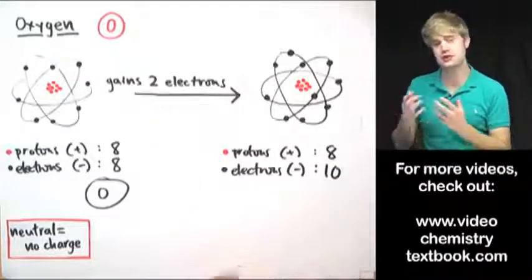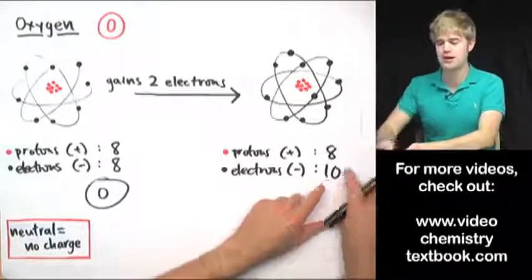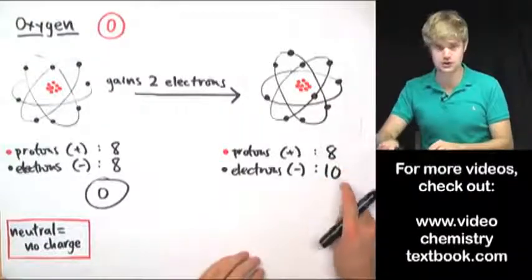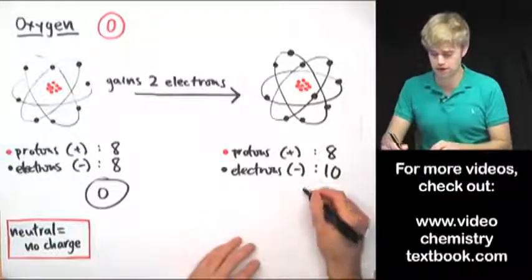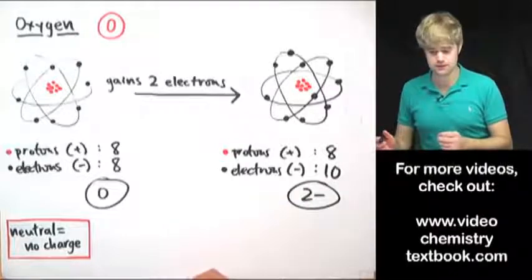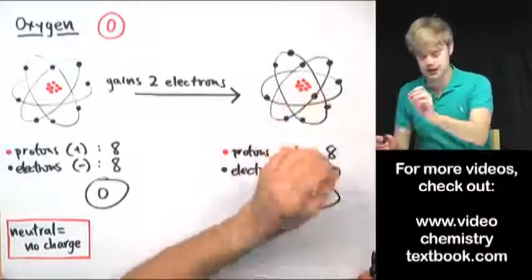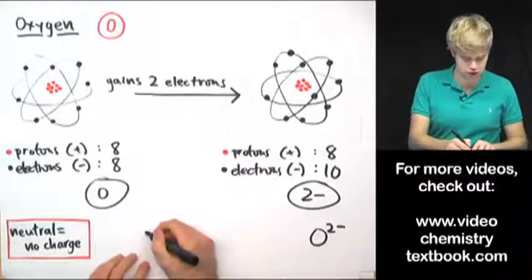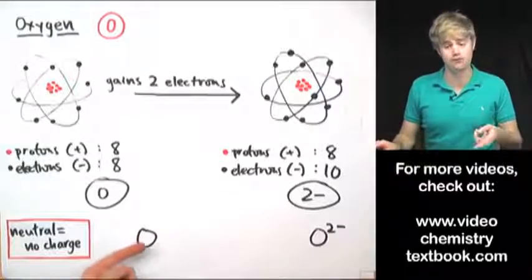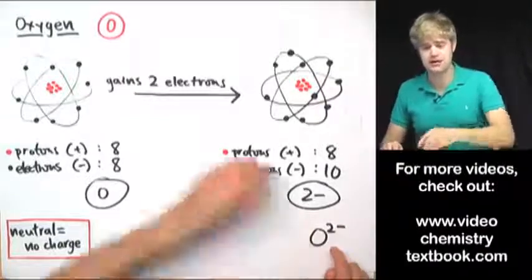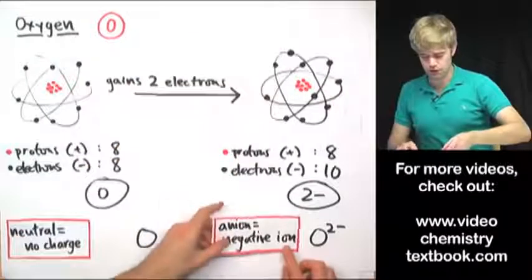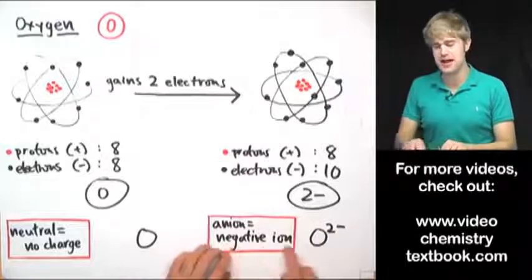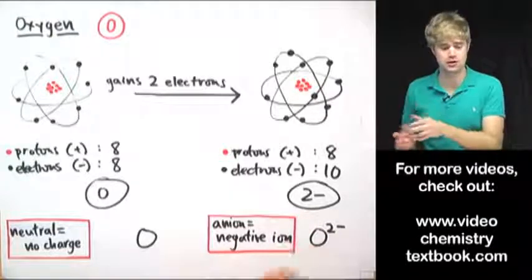So now the protons and electrons don't balance out anymore, and I have more negative charge than I have positive charge. I've got 2 more electrons than protons, so that means that my total net charge is going to be 2 minus. I can write the symbol for this ion as O2- to show that it has a 2 minus charge, whereas this neutral guy over here, I can just write O. This is an ion because it has a charge, and there's a specific name for it. We can call this an anion, which is the word that we use to describe a negatively charged ion that has more electrons than protons.